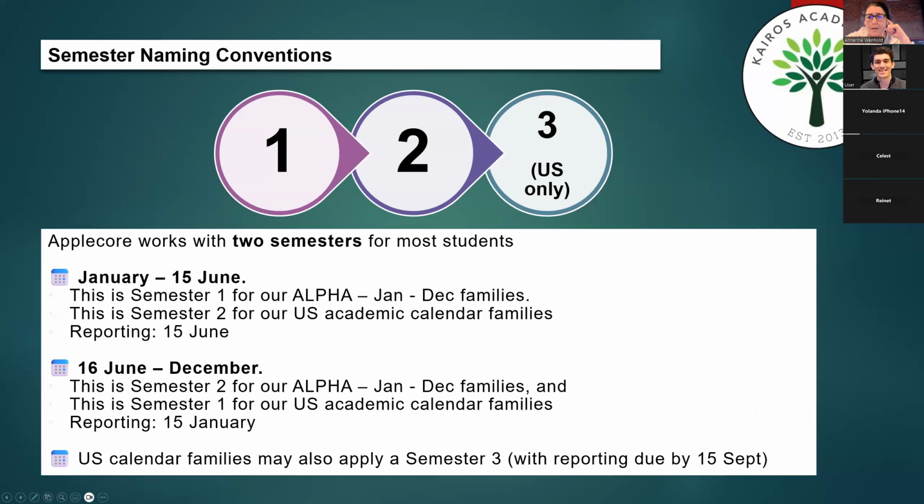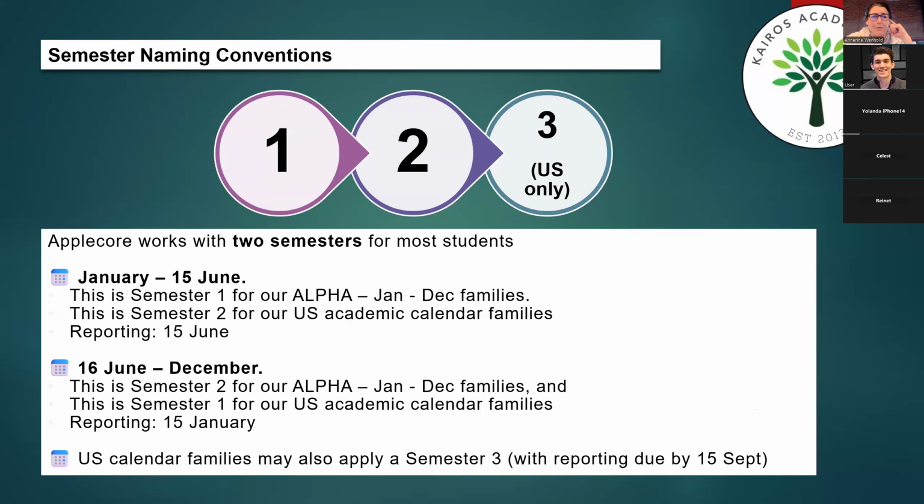So for those that have records on Applecore in the past, don't worry about that. Remember, the records are all rolled up into an annual grade and credit on your transcript, so the records are fine, and it will be presented correctly in the final transcript.